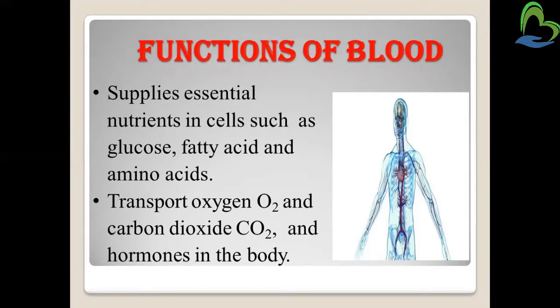Supply the essential nutrients to the cells such as glucose, fatty acid and amino acid. As we know, the blood circulates in our body, so through that circulation, it provides glucose, fatty acid and amino acid to all the cells. Then transport O2, CO2 and hormones in the body, as well as helps in the transportation of O2, CO2 and some hormones.